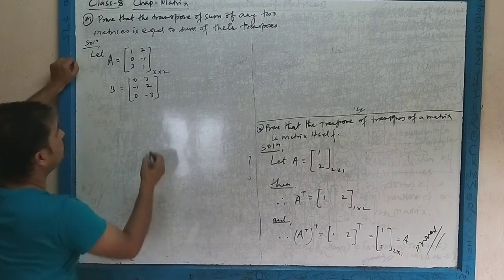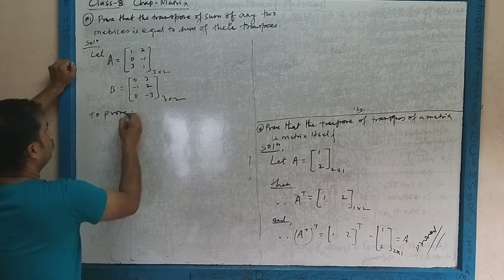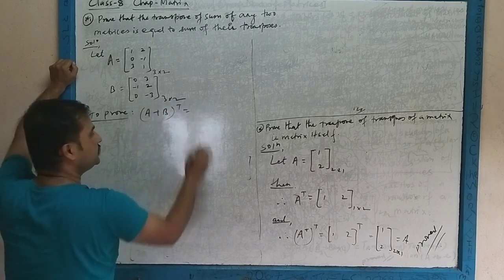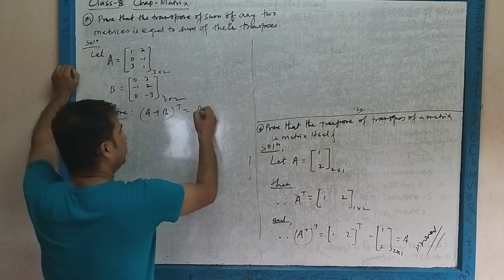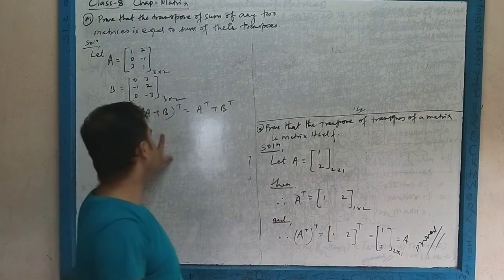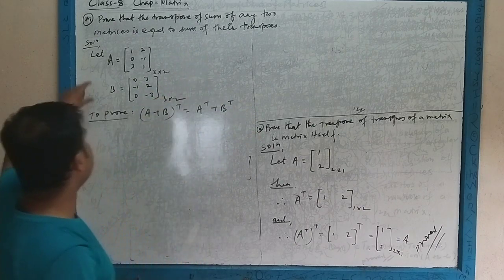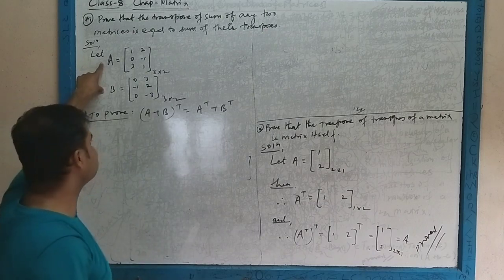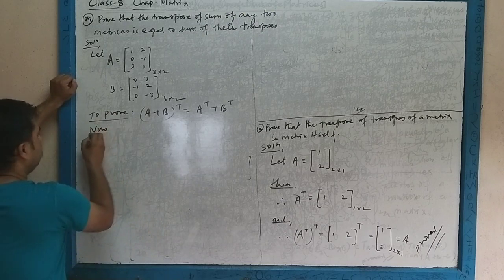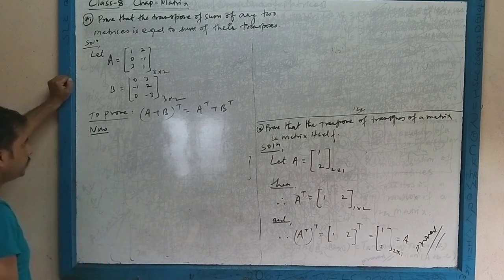Okay, these two matrices I have taken. It also has 3 rows, 2 columns. To prove here is (A plus B) transpose is equals to A transpose plus B transpose. This is our requirement. This is to prove. Transpose of sum of two matrices equal to sum of their transposes. I have taken two matrices as an example, and I will verify this and I will show you. Now let's go. First of all, let me find the value of this left hand side part.